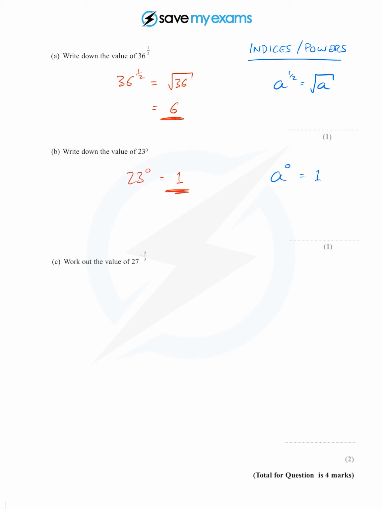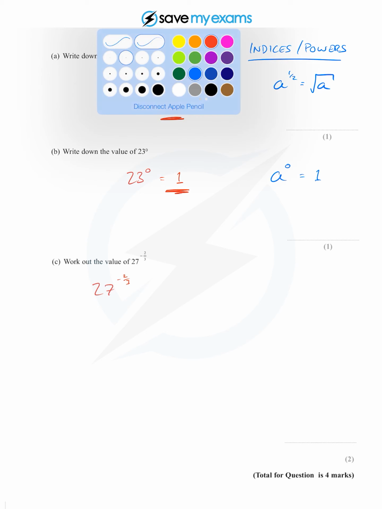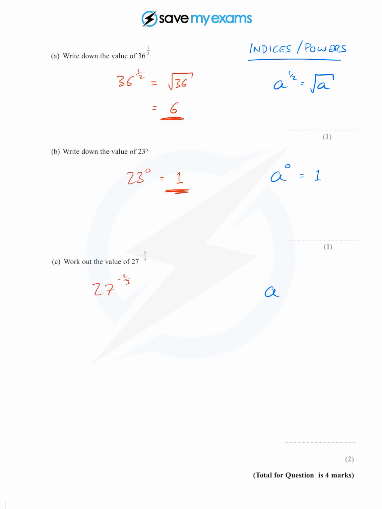And now this one's a little bit more complicated. 27 to the minus 2/3. Okay, well, let's break this down. The first complicated bit in here is the negative sign in the power. But we have a rule for that, of course, in that a to the minus p is just 1 over a to the p. So the minus sign just means 1 over, or if you want to be really fancy, the reciprocal of. So this is 1 over 27 to the 2/3.